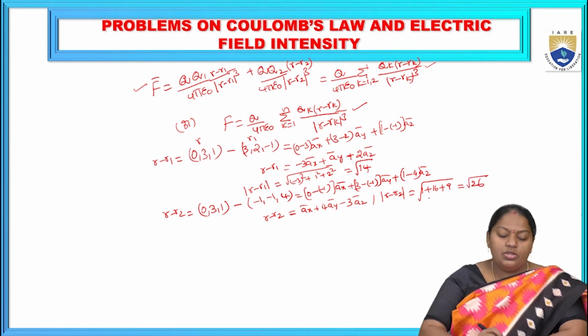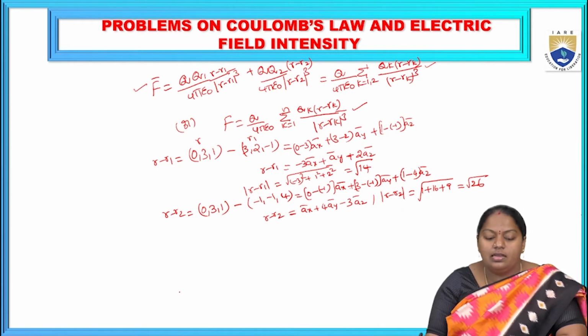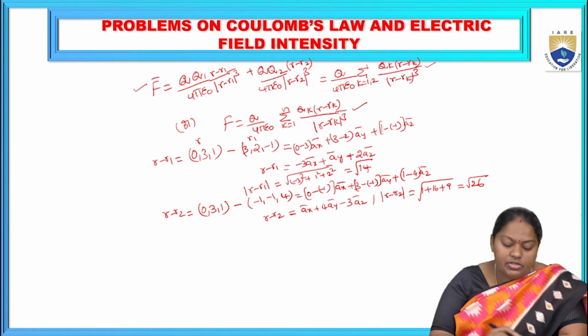Right? Now substitute r minus r1 by minus 3ax plus ay plus 2az, and r minus r2 by ax plus 4ay minus 3az. The magnitudes of r minus r1 and r minus r2 are respectively given as root 14 and root 26. Now substitute all this in the Coulomb's force equation. Now that is given by F is equal to, so Q, what is that Q value?